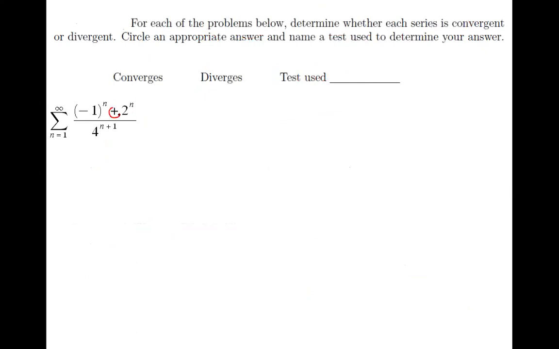Of course, we do see the addition, which can really mislead us. But the other thing I see is n placed in the exponent only. That means I will rewrite this as two infinite series: (negative 1) to the n over 4 to the n plus 1, plus the other one, 2 to the n over 4 to the n plus 1.